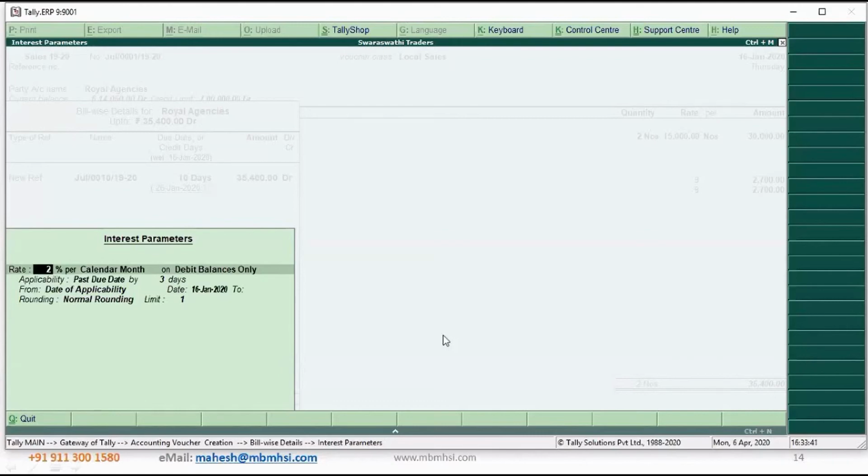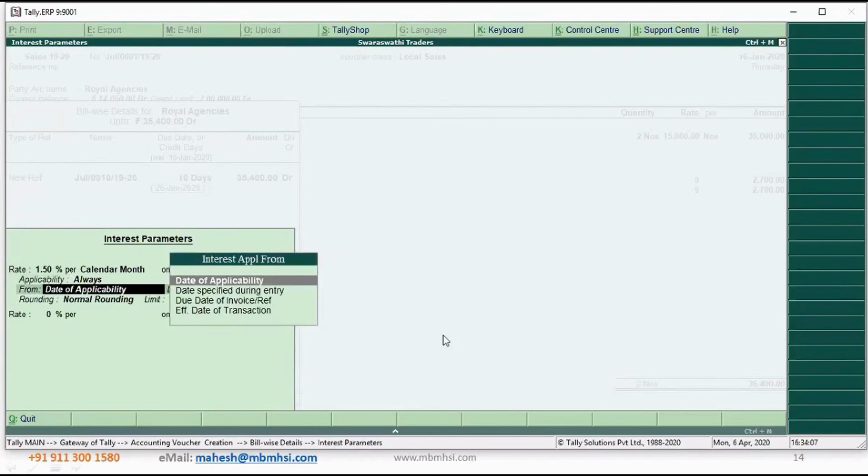We are allowing them to override the parameters. So for this transaction, I could always go and say, no, it is not 2%, it is 1.5%. On calendar month, 360-day month, 30-day period, all these things. And it should be only on debit balance. And in this case, it should not take past due date, it should take always. So you could change if there is a need.